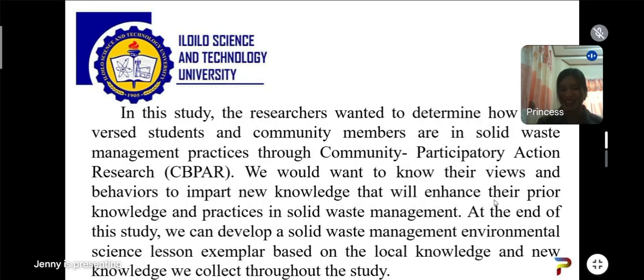In this study, the researchers wanted to determine how welfare students and community members are in solid waste management practices through community participatory action research, or CPR. We would want to know their views and behaviors to impart new knowledge that will enhance their prior knowledge and practices in solid waste management. At the end of the study, we can develop a solid waste management environmental science lesson exemplar based on the local knowledge and new knowledge we collected throughout the study.